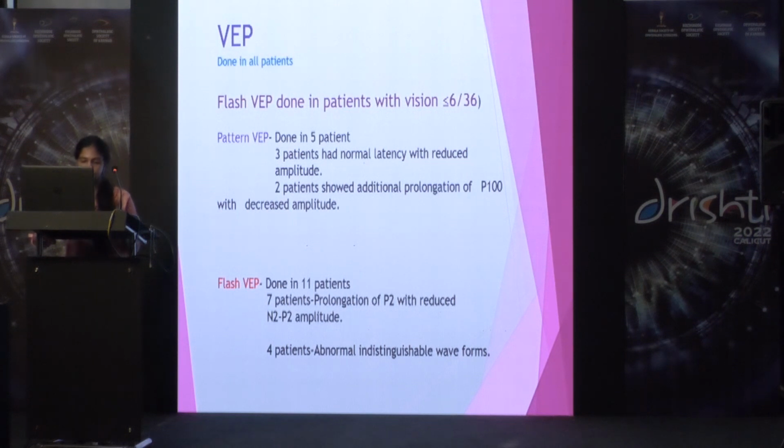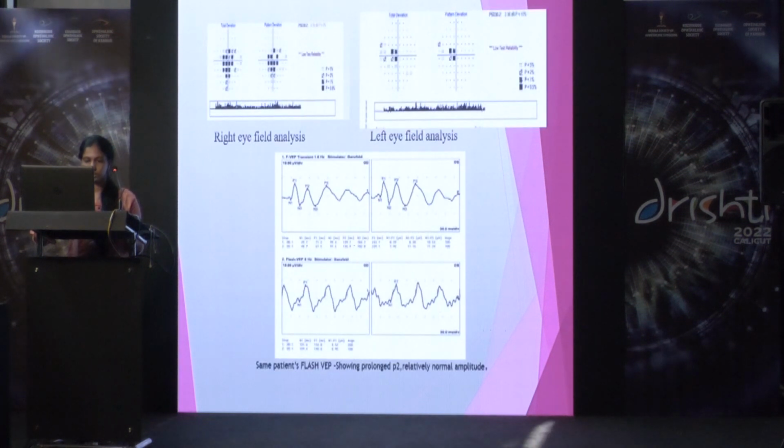Flash VEP was done in 11 patients. 7 patients showed prolongation of P2 with reduced N2-P2 amplitude. 4 patients showed abnormal, indistinguishable waveforms. This is the right and left field analysis. The same patient's flash VEP shows prolonged P2 and relatively normal amplitude.